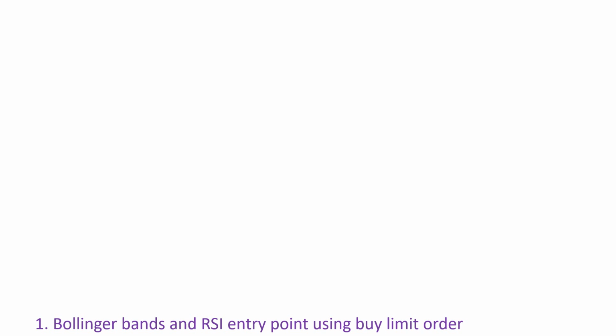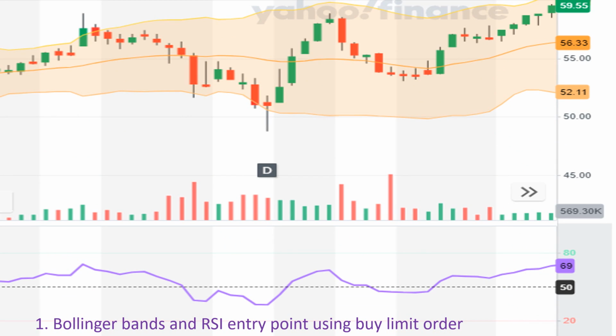Bollinger Band and RSI entry point using buy limit order, continued. This is the same graph as we saw before. I installed the RSI with a 14-day period to double check the accuracy of my Bollinger Band entry point. The rules to exit the trade are as follows. We wait for the price to pass the 50% line on RSI. That is the 50% line, and that is the 20 and 80 zone. As soon as the price passes the 50%, we can exit the trade. That's the rule.